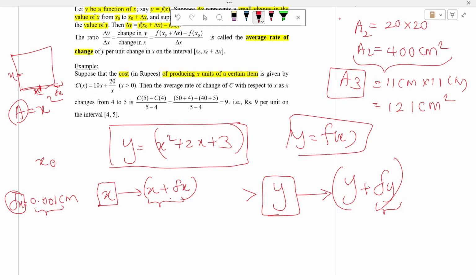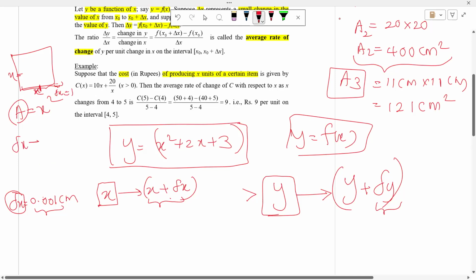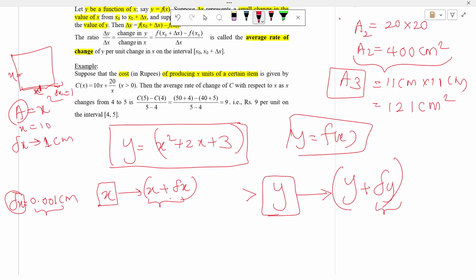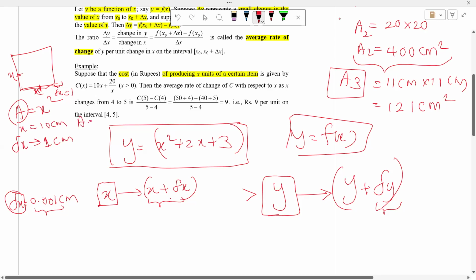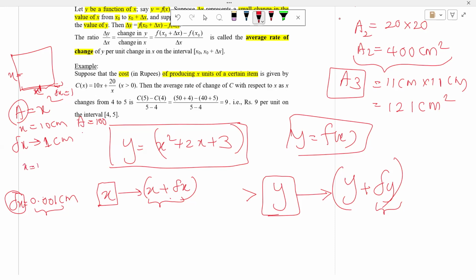If you increase by delta x, if you look at the previous example, let's say delta x is equal to 1 centimeter, just imagine. Previously your x is equal to 10 centimeter. Now if you increase your x by delta x, 1 centimeter, now what will happen? If x is 10, your area is equal to 100, right? Now if you increase your x by delta x, new x is equal to 10 plus 1, so that is 11 centimeter.